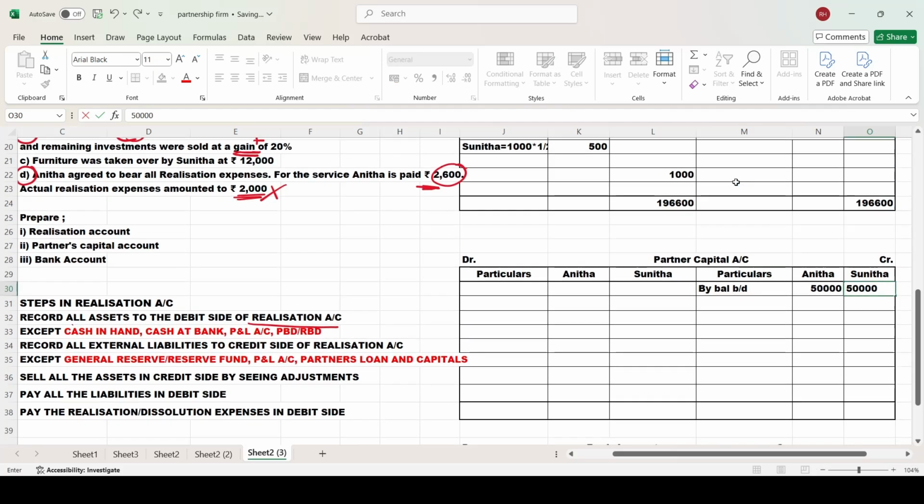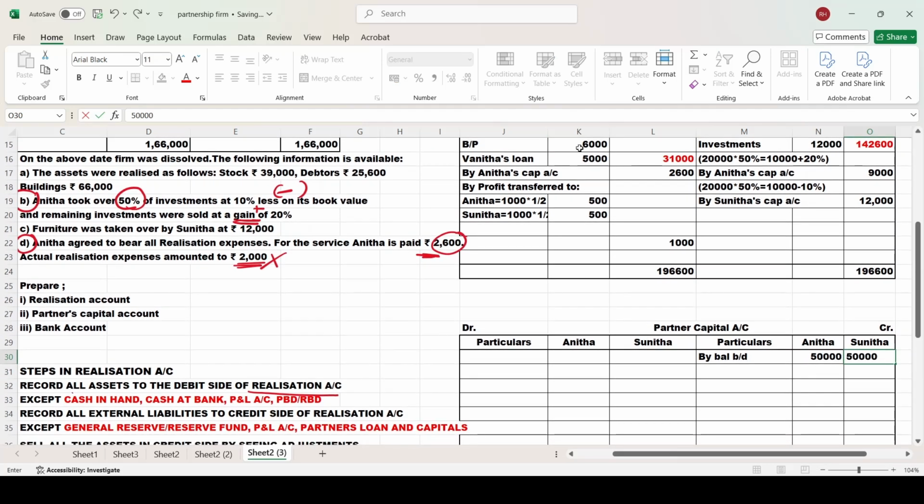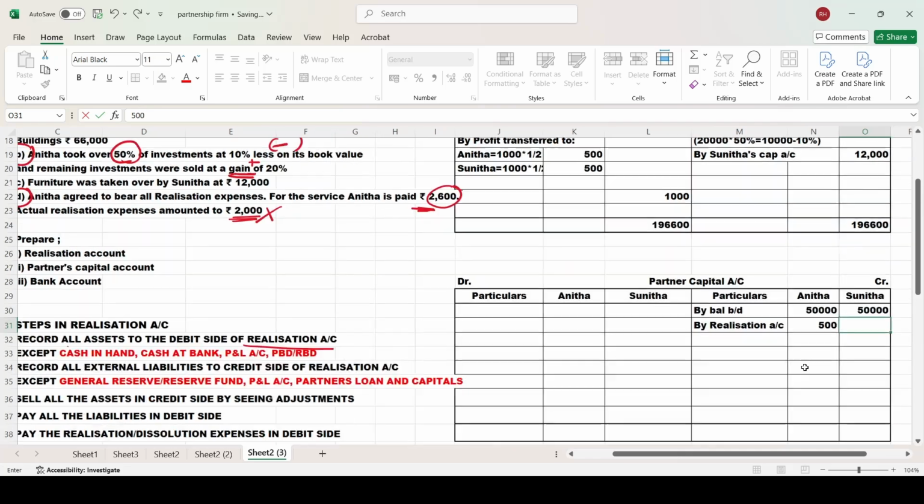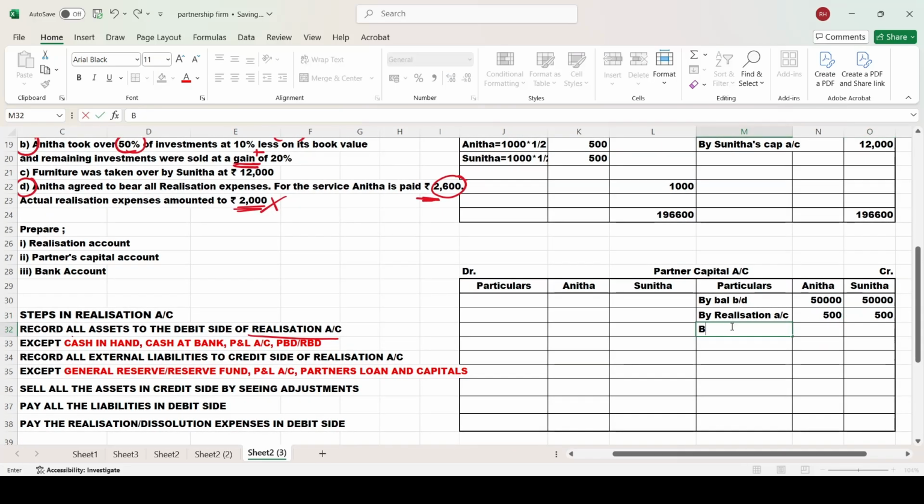After this, first record what you have got in the realization account, a profit or loss. We have got a profit. Profit will be recorded in the credit side. If we get a loss, loss will be taken to the debit side. So it is profit. We'll write it here by realization account. So how much is the profit? As we all know, 500 and 500, equally we have divided. And after this, you see if any reserve fund or general reserve is given. Yes, reserve fund is given in the problem. Reserve fund will come to the credit side of your partners' capital account. We'll take it here by reserve fund.